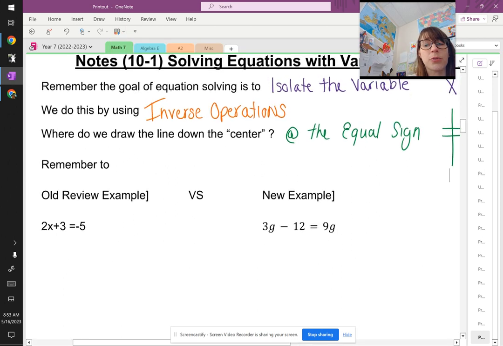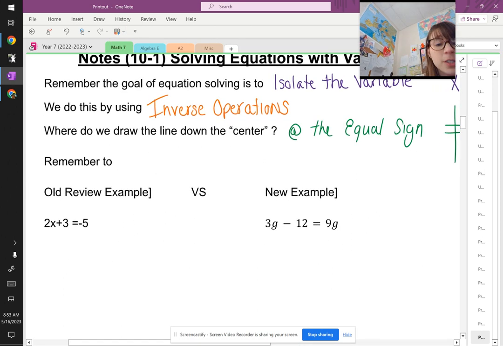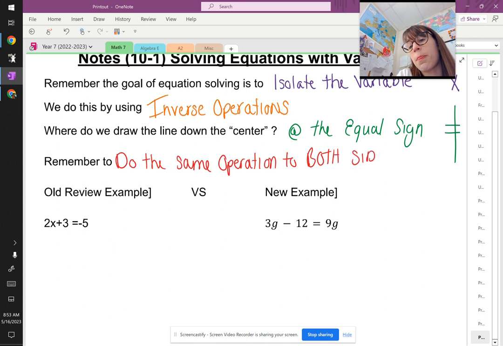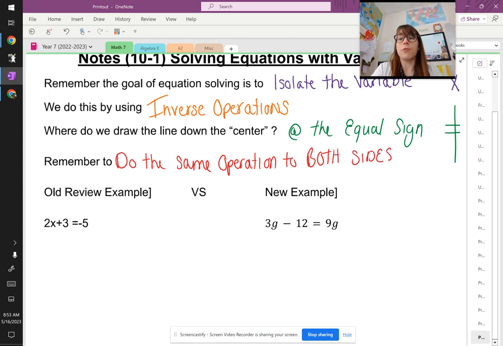And the reason that we're splitting it into 2 equal parts is so that hopefully you are more likely to remember to do the same inverse operation, that same operation, to both sides. If you have your equal sign and you add 4 to one side but not to the other side, you are no longer equivalent, therefore causing things to be wrong.